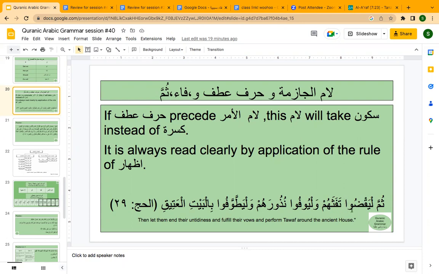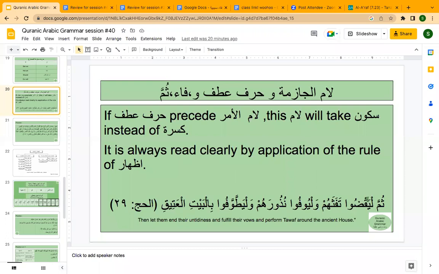Is this mudari mansub, marfu, or majzoom? It is majzoom, right? Because it is being preceded by lamul amr. Every time lamul amr is preceded by any harf atf, or if harf atf precedes lamul amr, what happens to lam? It takes sukoon. Keep that in mind. Instead of kasra, it takes sukoon.